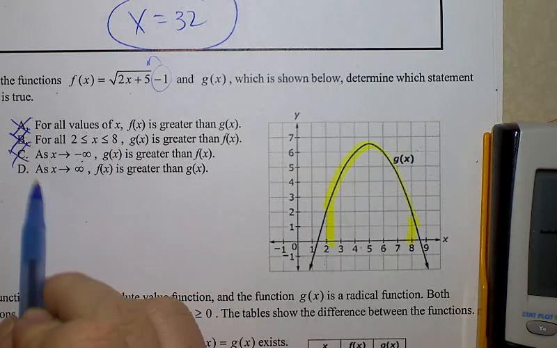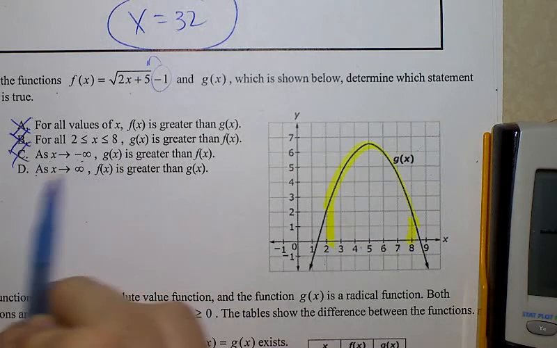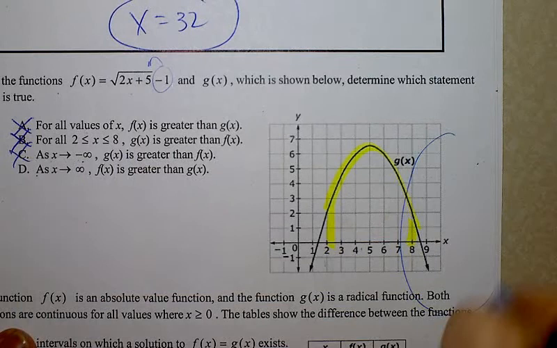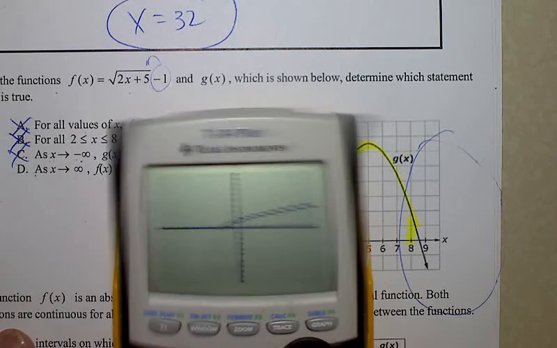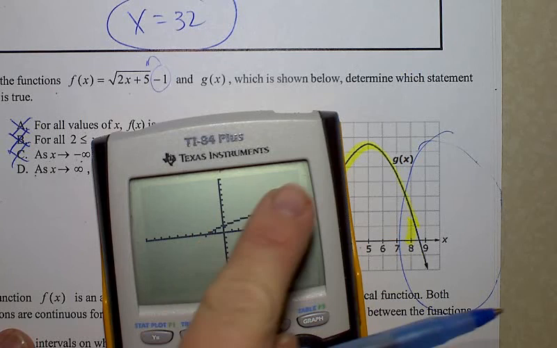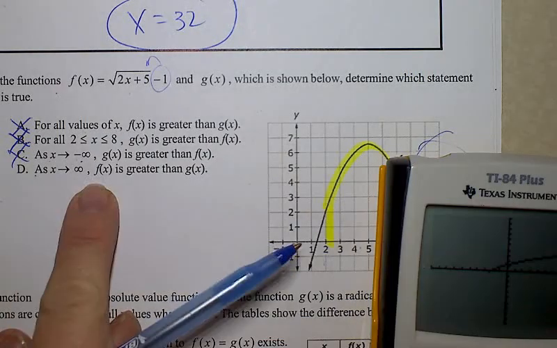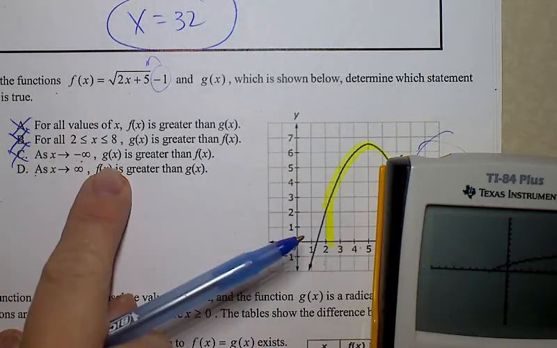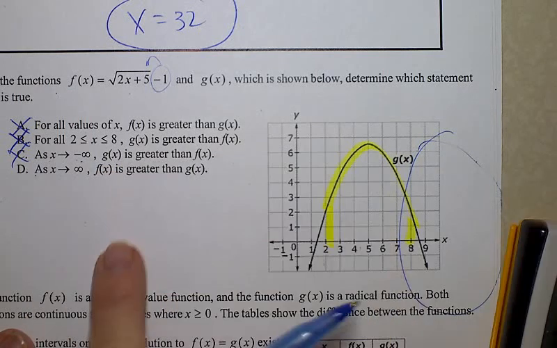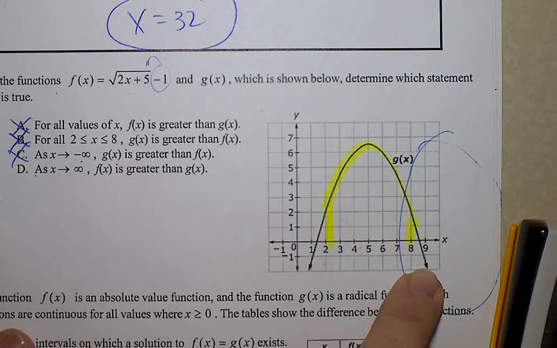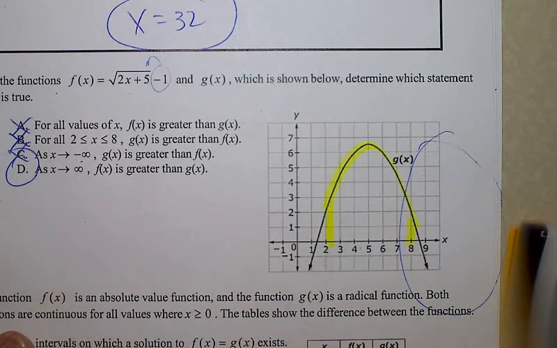Now as you go to the very far right here, which way is this graph headed? Down. Which way is this graph headed? Slowly up. So is it true that f of x, as we go to the far right, the y values here will be greater than the y values here? The only correct answer is D.